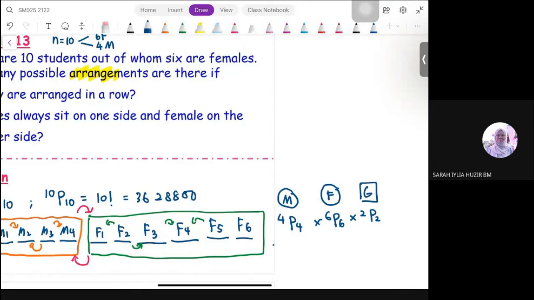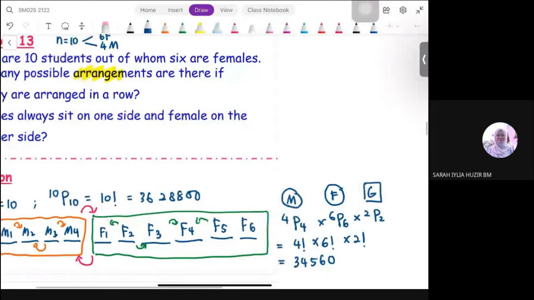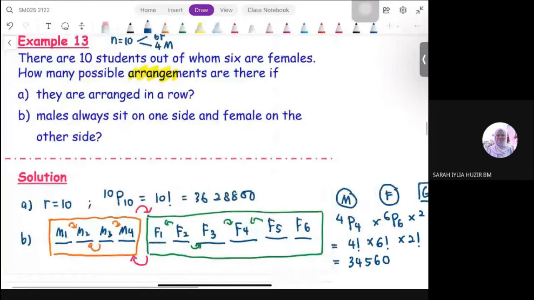If you don't want to use permutation P button, you can simplify this using factorial because N and R are the same. So, this is equal to 4 factorial times 6 factorial times 2 factorial. Okay, so our answer in this case would be 34560. Okay, settle. That's for example 13.